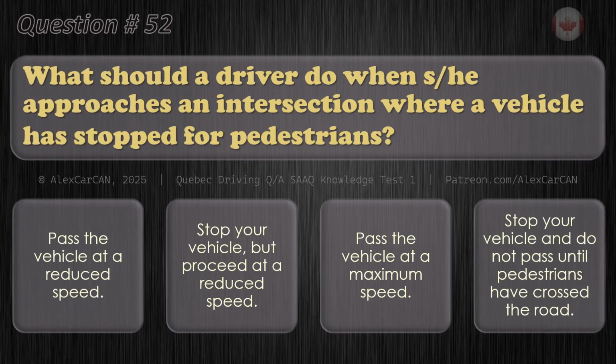Question number 52. What should a driver do when he approaches an intersection where a vehicle has stopped for pedestrians? Pass the vehicle at a reduced speed. Stop your vehicle, but proceed at a reduced speed. Pass the vehicle at a maximum speed. Stop your vehicle and do not pass until pedestrians have crossed the road. The correct answer is stop your vehicle and do not pass until pedestrians have crossed the road.